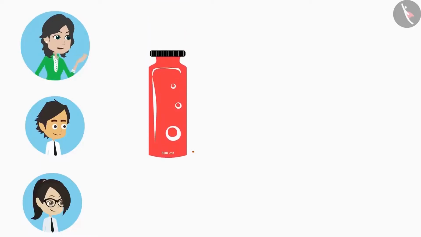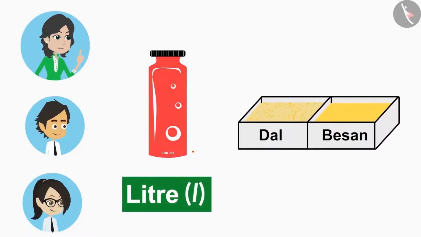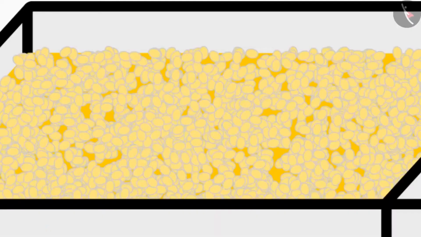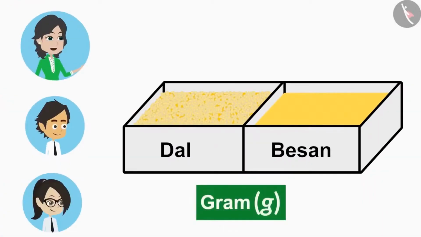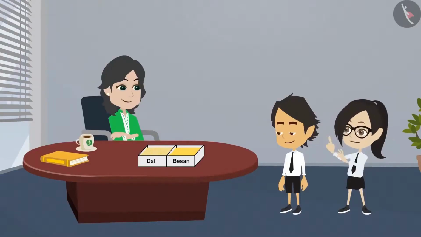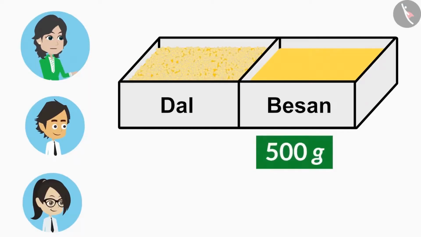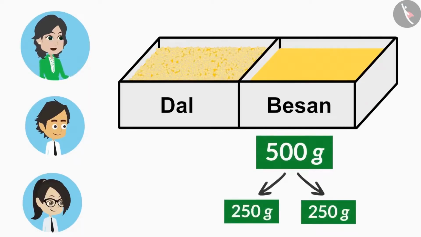Just like we use liters to measure liquid, we use grams to measure solid objects. Objects like dal, which are not easy to count, and objects like besan that cannot be counted, are measured in grams. This means after measuring besan in grams, we can divide it into two halves? Yes. If you have 500 grams of besan, then you can divide it into 250 grams each.